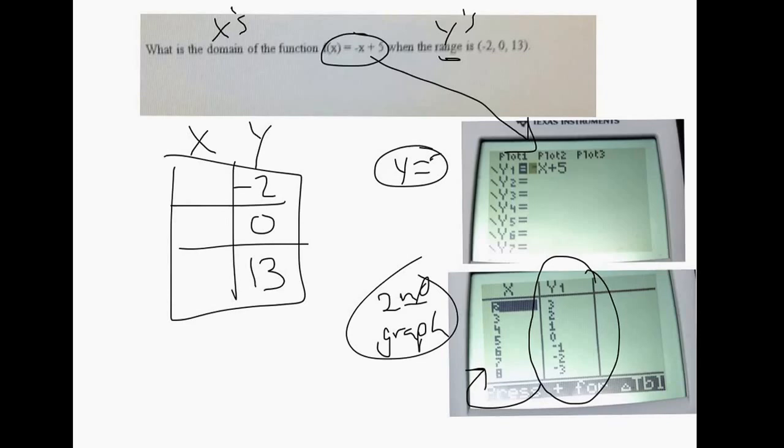So I go find -2, it's right there. 7 went with it. I go find 0, 5 goes with it. I don't see 13 on my graph, so I could scroll up on my graph. Let me scroll. 13 goes with -8, so I had to scroll way up on this side to get to there.